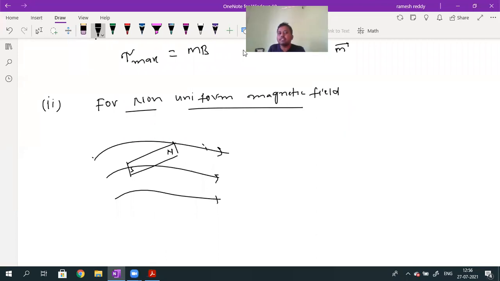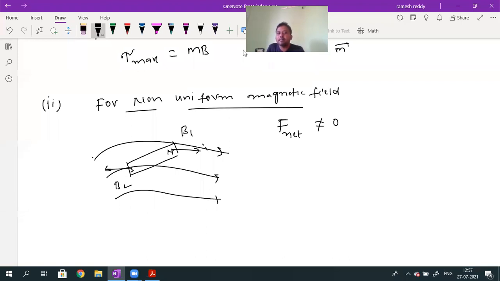the north pole will experience a force in the direction of the field. The south pole will experience a force in the direction opposite to the field. But here the magnetic field value is B1 bar, and here the magnetic field induction value is B2 bar. Is the force acting on the north pole and the force acting on the south pole the same? Due to that, is the net force zero? No, not zero. The net force acting on a bar magnet placed in a non-uniform magnetic field is never equal to 0.